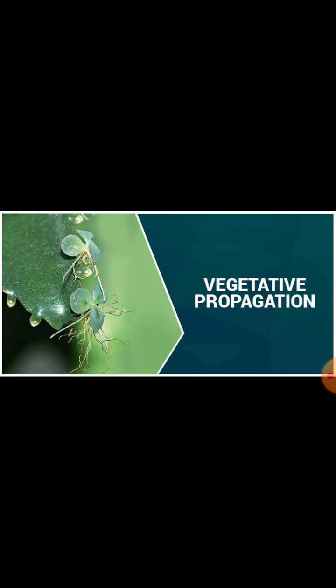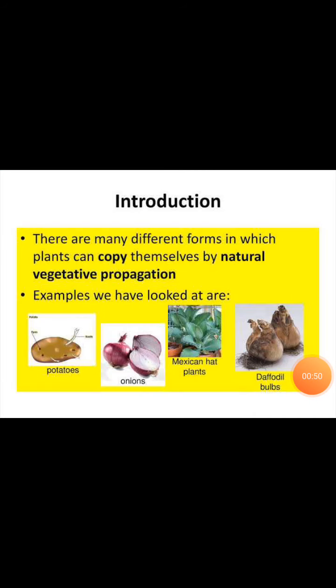One is called the natural method, another is called the artificial method. Let's discuss them one by one. For the natural method of vegetative reproduction, there are many different forms in which plants can copy themselves by natural vegetative propagation. The unit of reproductive structure is called a vegetative propagule or diaspore.